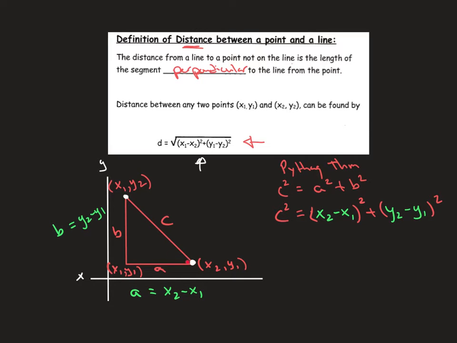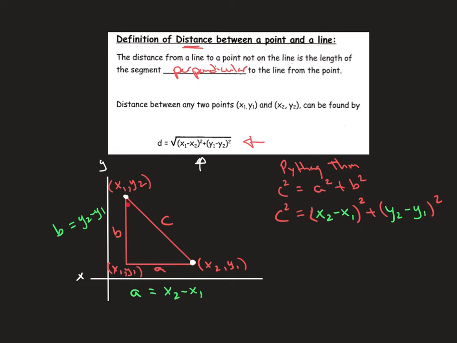The length of a, because we want to take a and square it, is the difference of the x values. That is x2 minus x1. So if I want to measure horizontally, it's just changing x values. So a is x2 minus x1, and a squared is x2 minus x1 all squared.